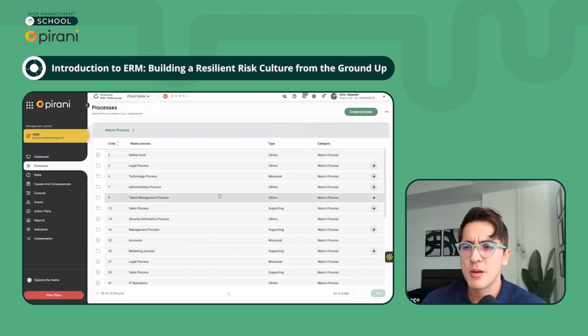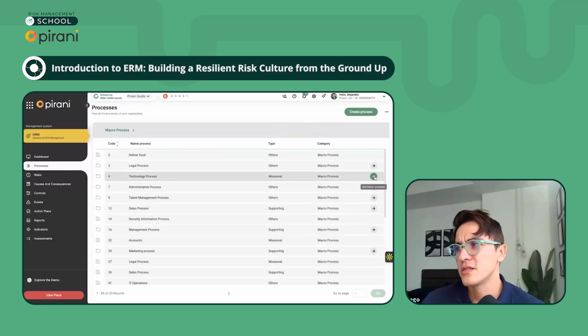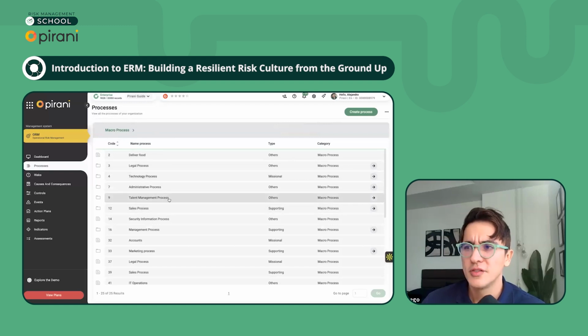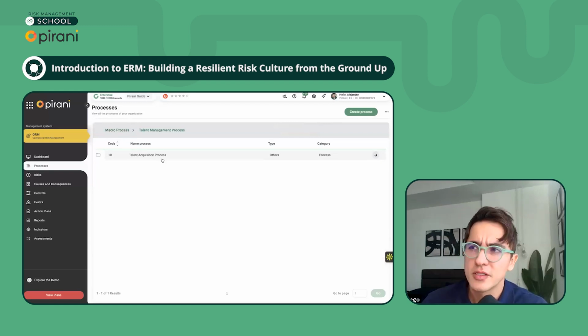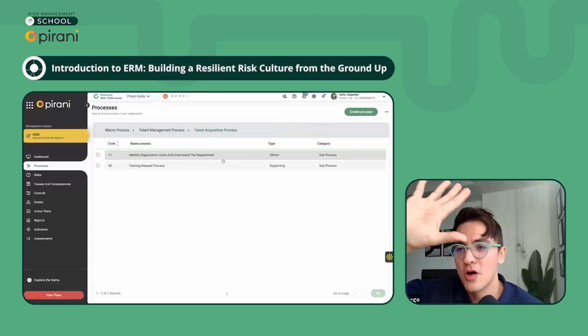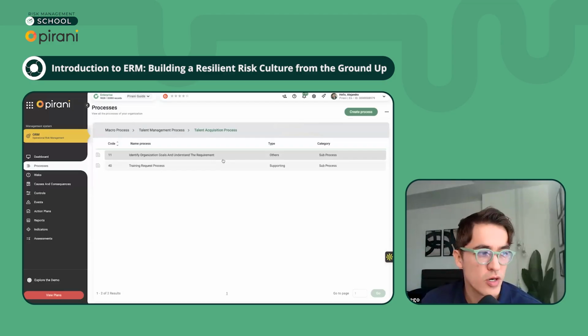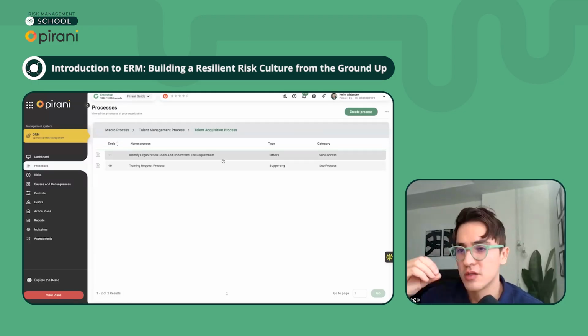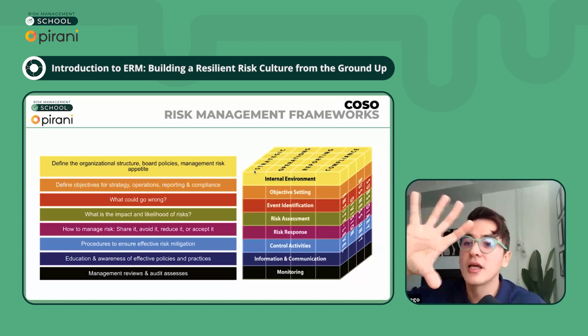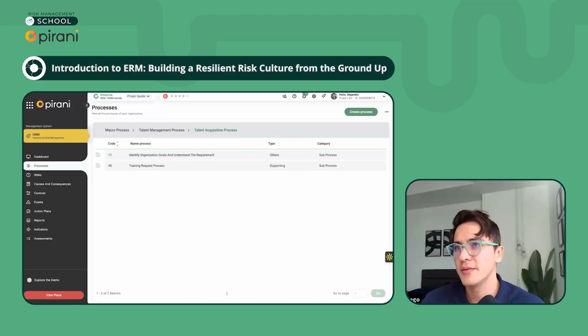So you can track all your process map in Pirani. What are the technology processes? You have the hierarchy. So this may be software development, with the technology process beneath. Maybe you have the talent management process, and beneath talent management you have talent acquisition. Beneath talent acquisition you have the training, the organization goals and the requirements. So you can track all the structure of your company. You can declare in Pirani what are the missional processes, what are the strategic, what are the support processes. So that's the first step, the understand the context of your company. You can translate that in Pirani.